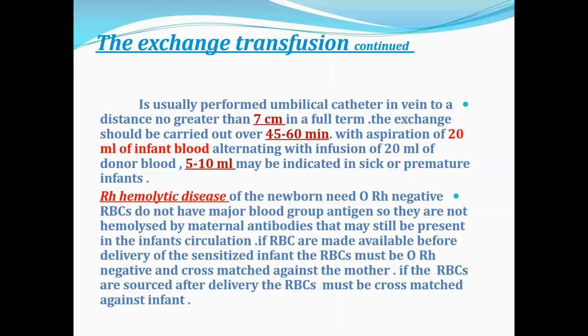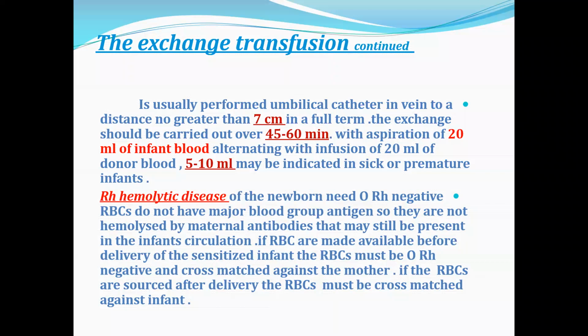What is the type of blood that should be given? As we say, most cases that need exchange transfusion follow the hemolytic cause like RH or ABO. So RH hemolysis of the newborn needs group O RH negative. Group O RH negative. Why group O?